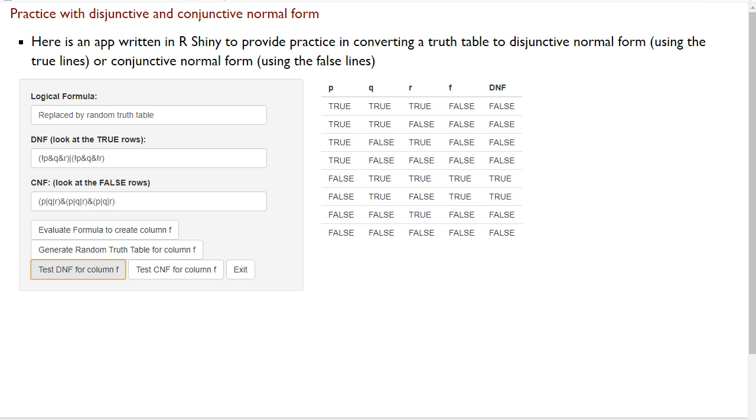You can play around with this on your own. It's in the week 1 directory. You just put it into RStudio, click Control-Enter, and you can play with it to your heart's content.